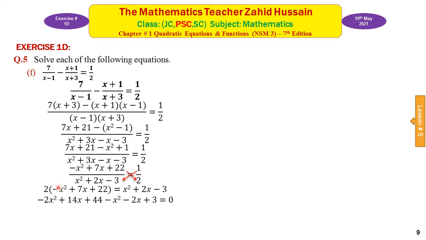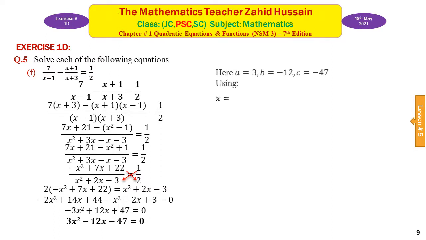Simplify, remove this bracket, bring all the terms on left hand side and put 0 on the right hand side. Simplify this, minus 2x minus x square is minus 3x square, 14x minus 2x is plus 12x, and 44 plus 3 is 47. So this is the quadratic equation. You can change the sign of x square to positive by changing the sign of the whole equation. 3x square minus 12x minus 47 equal to 0. Now a is 3, b is minus 12, and c is minus 47.